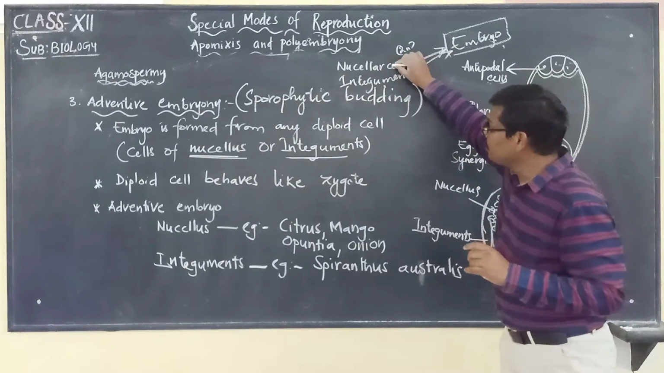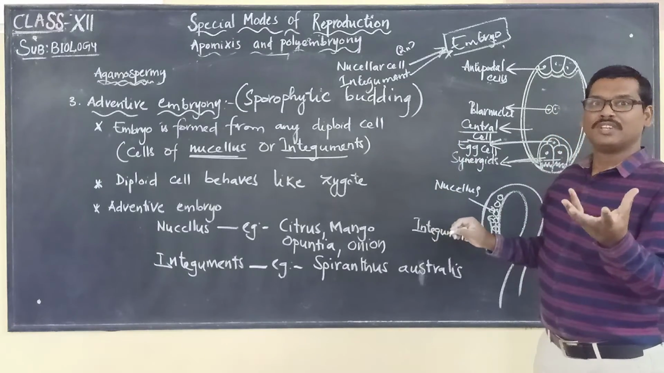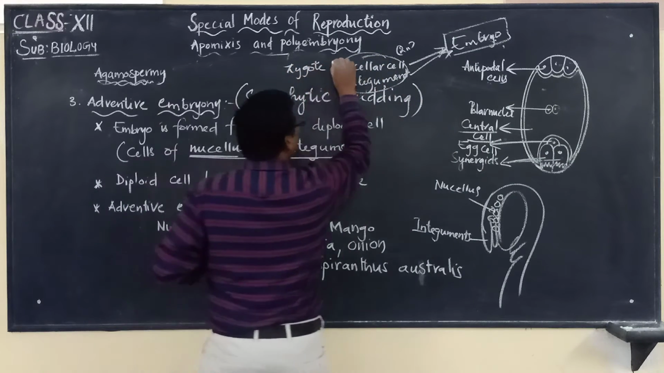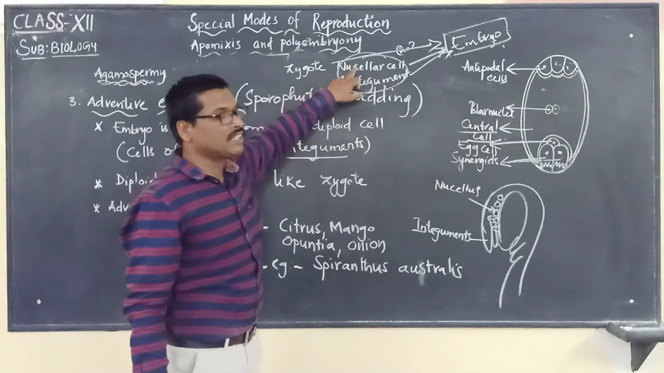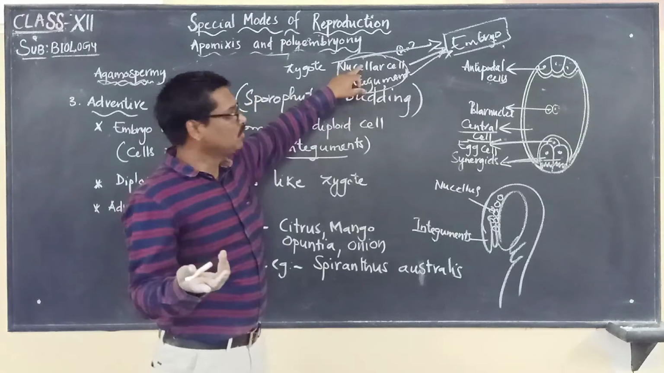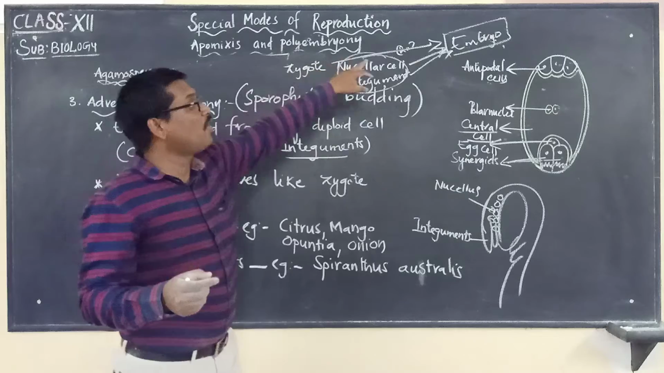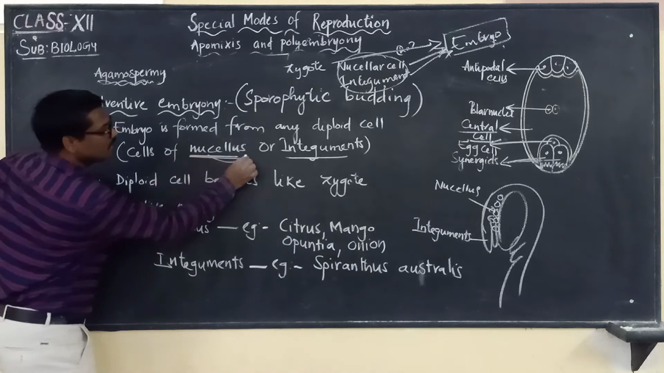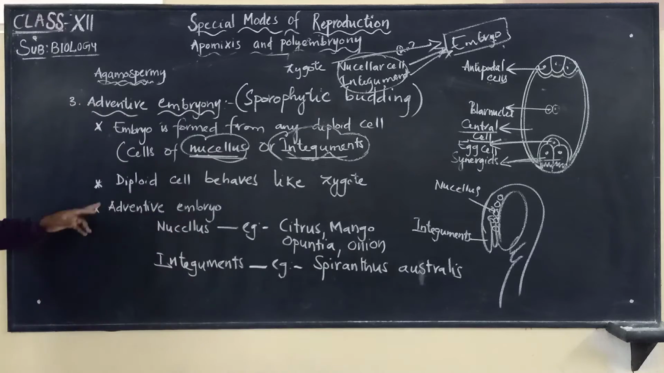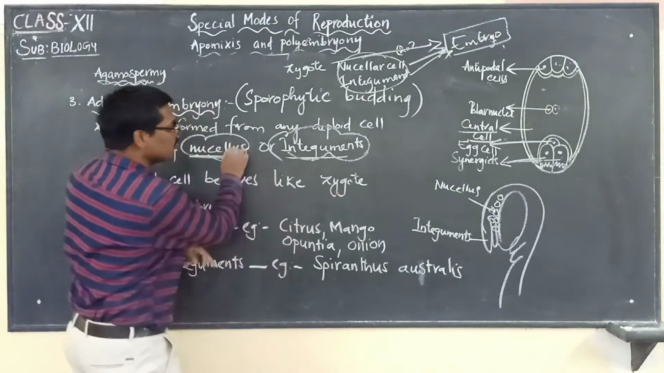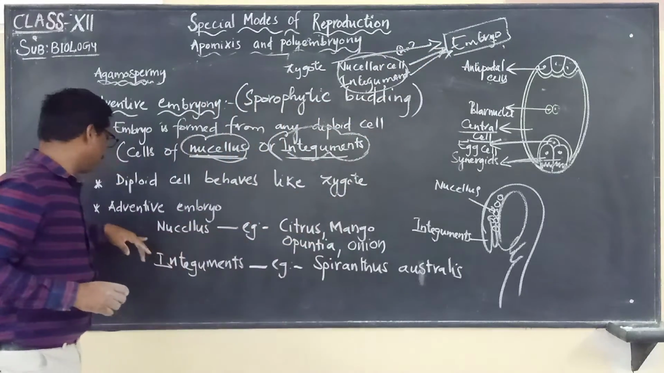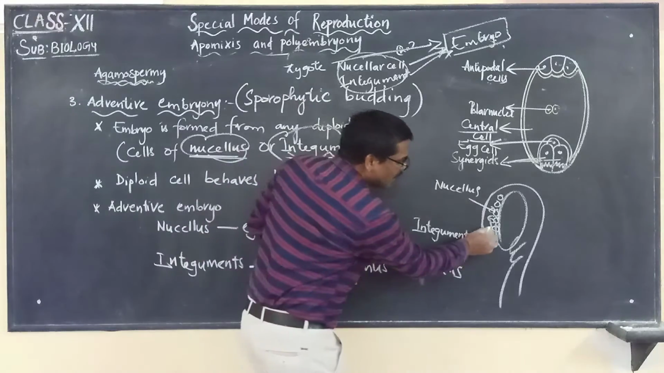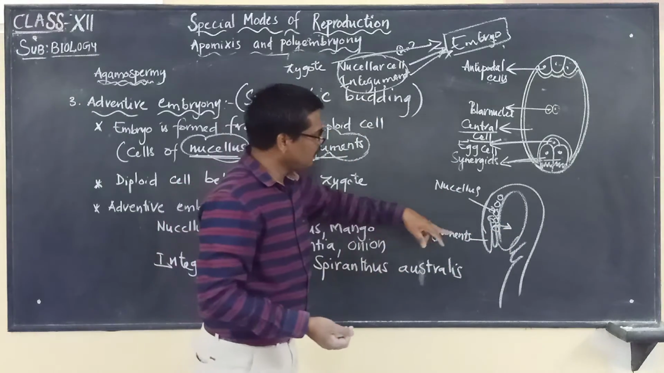So here what we have to remember, this nucellar cell or integument is behaving like a zygote. So this zygote now develops into embryo. What is this zygote? It is nothing but either a nucellar cell or integument. So these are behaving like a zygote, and they form the embryo outside the embryo sac. So that's what we are saying. What could be the diploid cell? Either nucellus or integuments behaves like a zygote, and this zygote will develop into embryo. So here, please remember, the embryo that is formed outside the embryo sac will be pushed inside into the embryo sac.